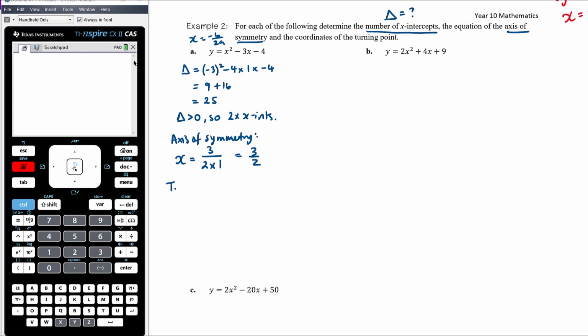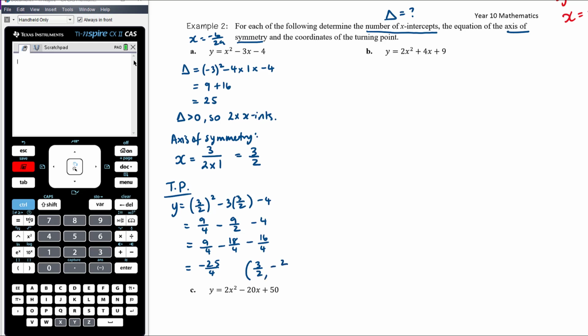And then the turning point, we've now got the x-coordinate of the turning point, so we can find the y-coordinate by substituting x equals 3 on 2 into the equation. So 3 on 2 squared minus 3 times 3 on 2 minus 4. So that is 9 on 4, take away 9 on 2 minus 4. Let's get a common denominator. 9 on 4 minus 18 on 4 minus 16 on 4. So that is negative 9 on 4 minus 16, so minus 25 on 4. Okay, so the turning point has coordinates 3 on 2, negative 25 on 4.